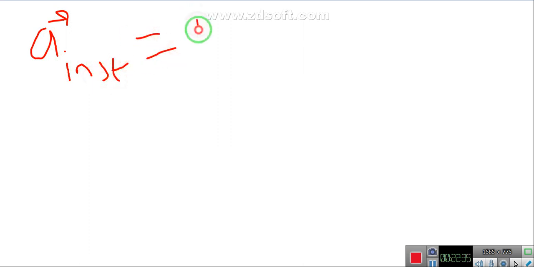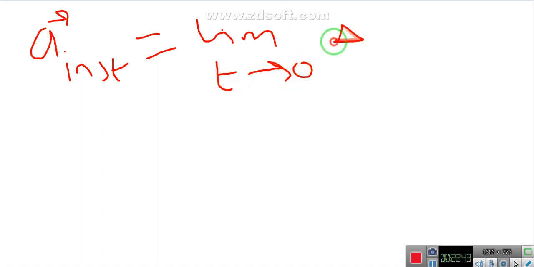Instantaneous acceleration. So instantaneous acceleration is the change in velocity in a very short interval of time. Change in velocity in a very short interval of time. This is called instantaneous acceleration.